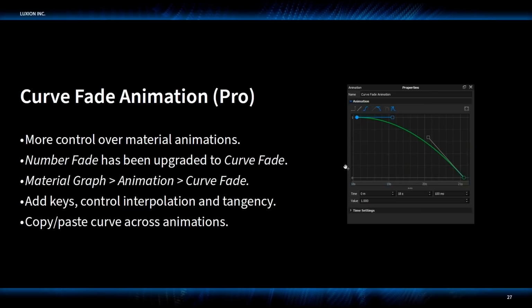Similarly, you can control material animations now with the curve graph. What was the number fade in the past has been upgraded to the curve fade. You can access that through the material graph by adding a curve fade animation. Again, you can add keys. In this example, we just have a pretty simple curve, but you can add as many keys as you want to this curve. And yeah, you have a lot of flexibility to control that.